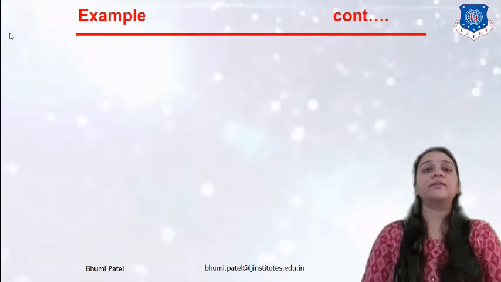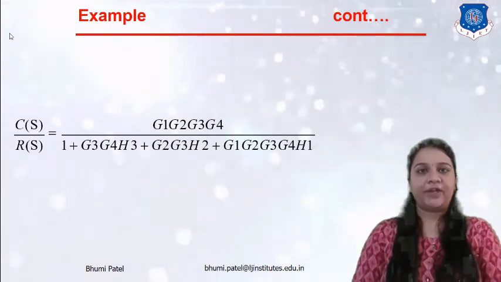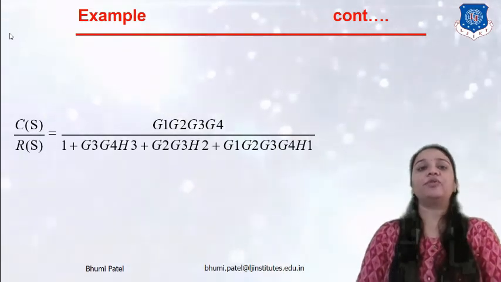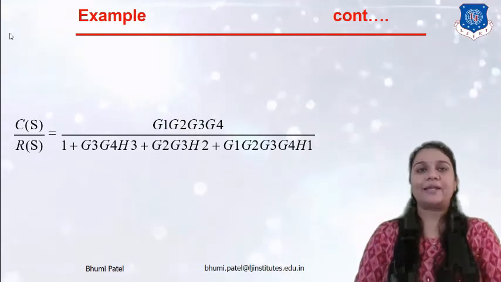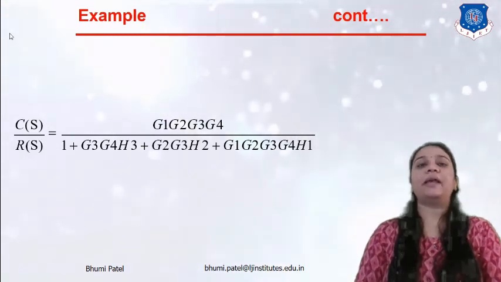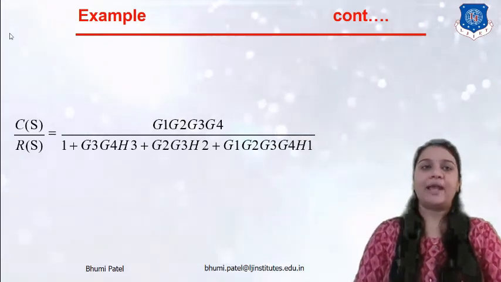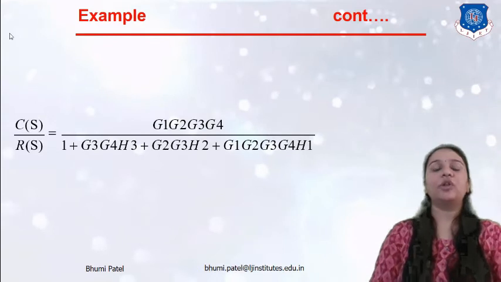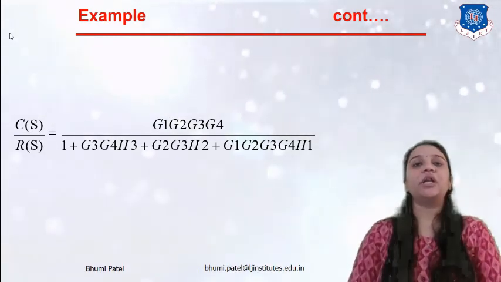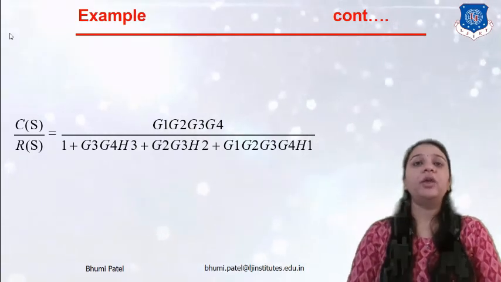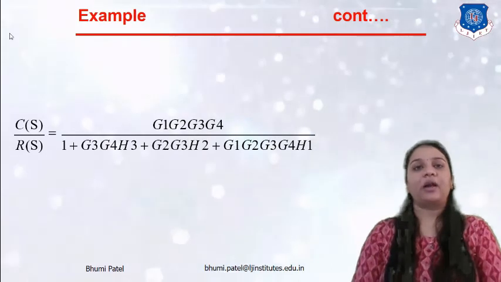Now the final answer, transfer function, is equal to C of S upon R of S is equal to G1 G2 G3 G4 upon 1 plus G3 G4 H3 plus G2 G3 H2 plus G1 G2 G3 G4 H1. So this is the final solution of the block diagram reduction example. So using the block diagram reduction rules, we can simplify the block diagram and we can find the transfer function of this system.